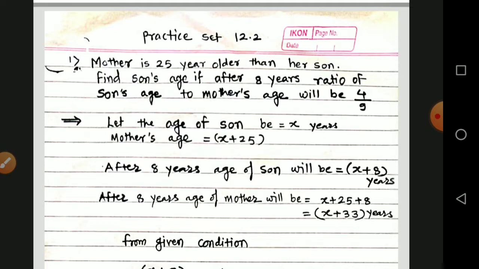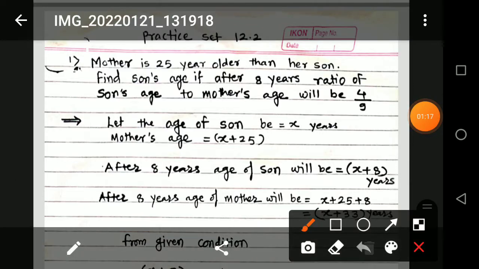Who is the base of comparison? Son. So consider his age as x. So I am writing in the beginning: let the age of son be x years.